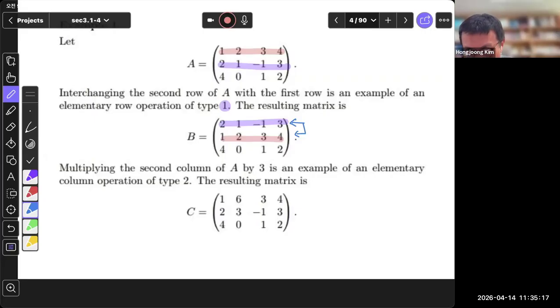Now, given A, if I multiply the second column by 3, then this 210 became 630. So this is the result of type 2 column operation. Now, given this C matrix, I can go back to A matrix by multiplying 1/3, the reciprocal of 3, to the second column. Then you go back to A matrix.